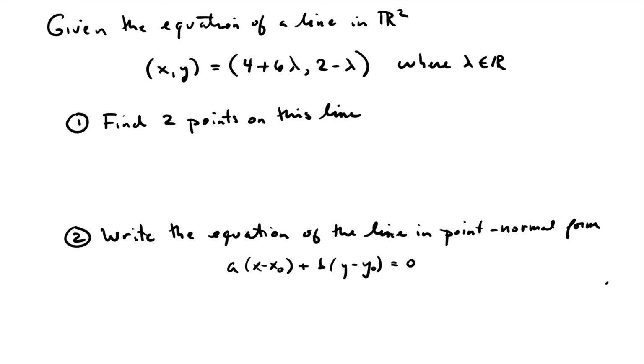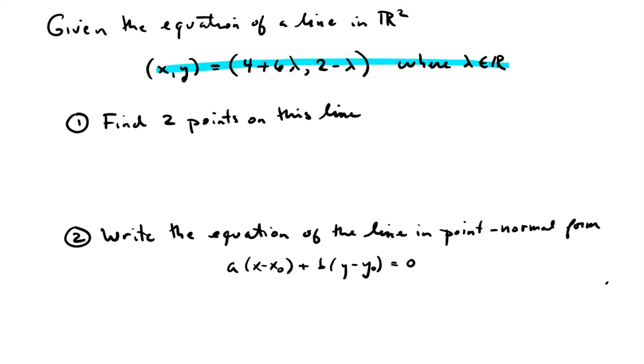So that's number 2, but in number 1 we'll first start with something much simpler. Using the vector form of the line, which is this, I want you to find 2 points on this line. So pause the video and find me 2 points.